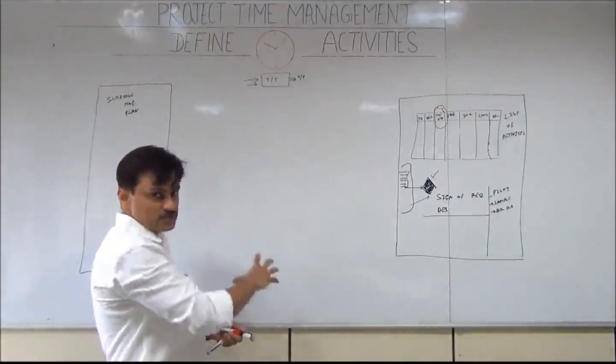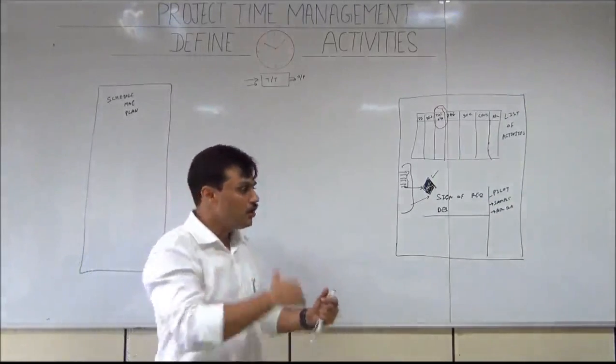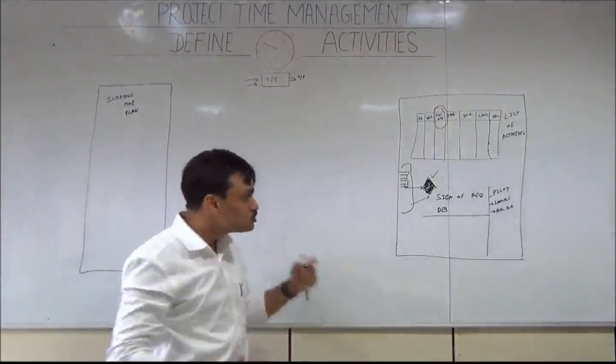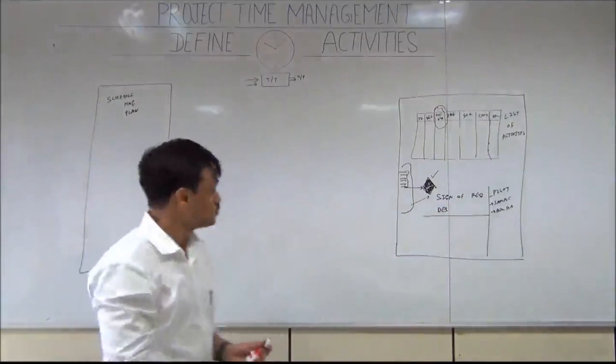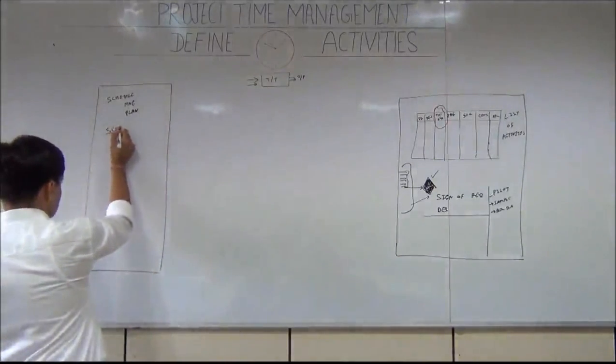So scope gives us the what, and by applying our judgment, we identify all the steps, the how part, that we have to perform so we get the desired output. So the second input for this is the scope baseline.